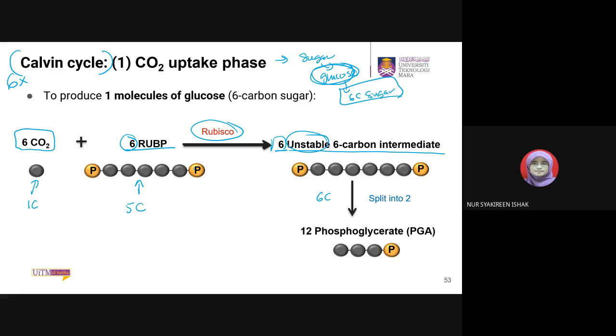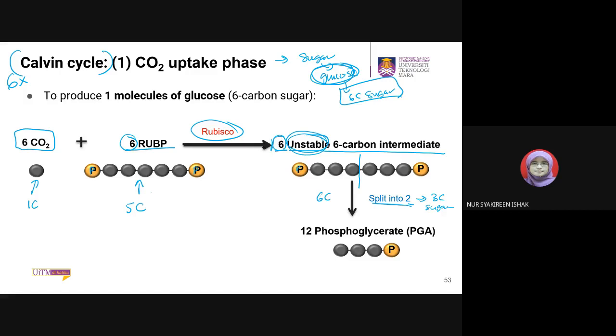Molekul RUBP ni dia dah ada 2 fosfat. Okay, kita belajar any molecule that has phosphate group attached to it is a highly energized molecule. Bila besarkan dia lagi, dia jadi 6 carbon with 2 phosphate attached to it, it causes the molecule to be very unstable and immediately the 6 carbon intermediate will split into 2 molecule. Okay, dia akan split. So split into 2 molecule of 3 carbon sugar.